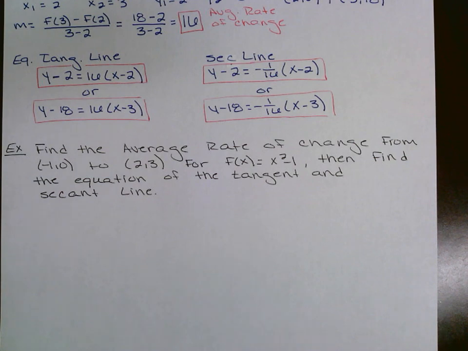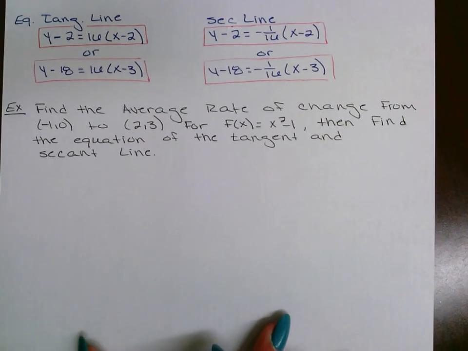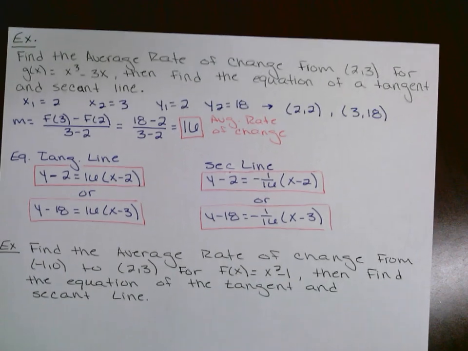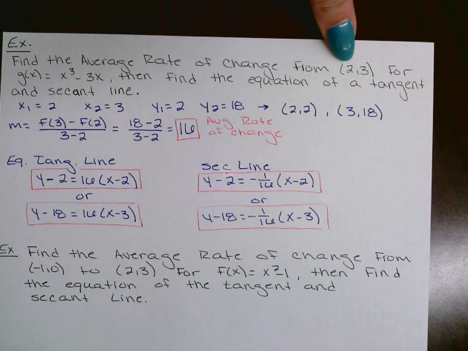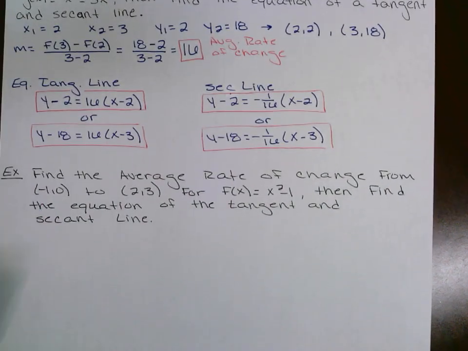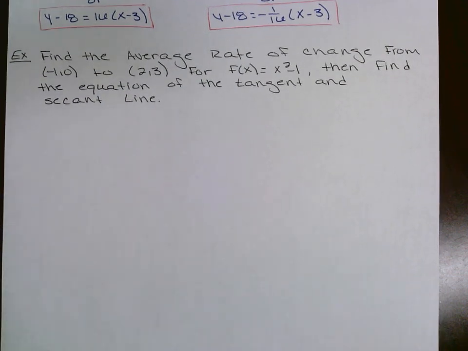All right, for this next question, it says find the average rate of change from -1, 0 to 2, 3 for this function. So the difference between this question and the last one is the last one only gave me what looked like an ordered pair, but it was my interval. Here, they did something really nice for us, and they already gave us both ordered pairs. Okay? So when you see from blank to blank, it's 2 ordered pairs. When they say from 2, 3, that means from 2 to 3. Those are only your x's.